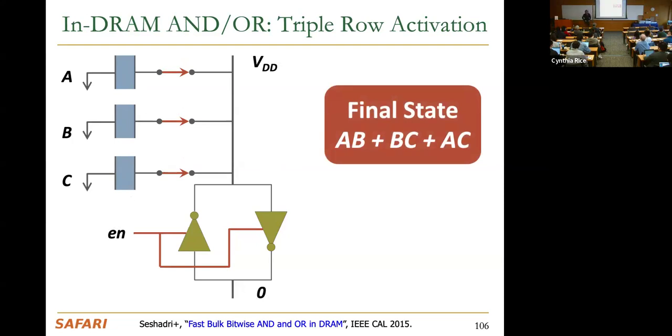Yes? How do you activate multiple rows? You're using separate decoders? What's the mechanism? That's a great question. Basically, this goes into a little bit more detail, but in our approach, at least to do this reliably, we have a separate area in DRAM that has a separate decoder. And you move the data from the data rows to that separate area and you can only do the triple row activation in that separate area.